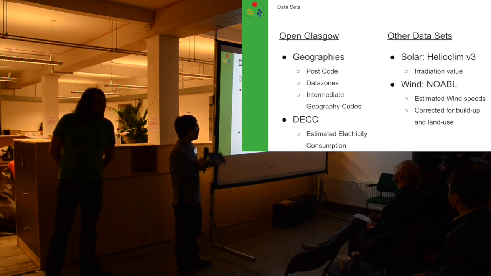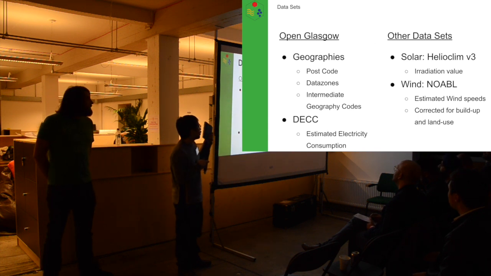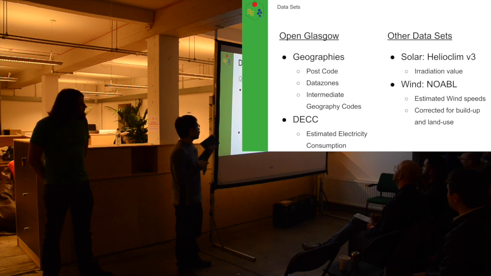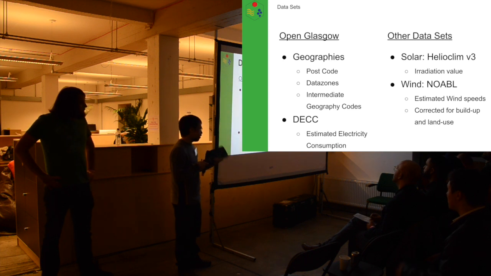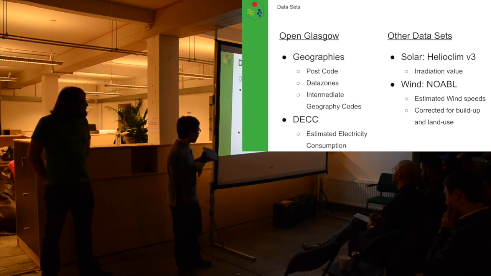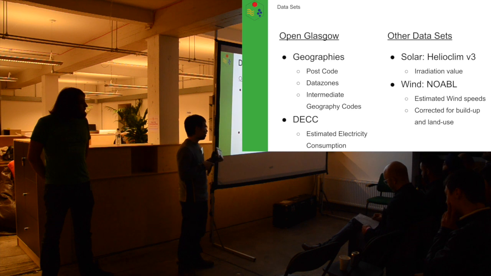So we use a bunch of data sets. From Open Glasgow, we use a lot of the geography data sets, especially for the postcode translation to data zones to the intermediate geography codes, which helped inform lots of the energy usage. We used estimated electricity consumption from the DECC data sets.